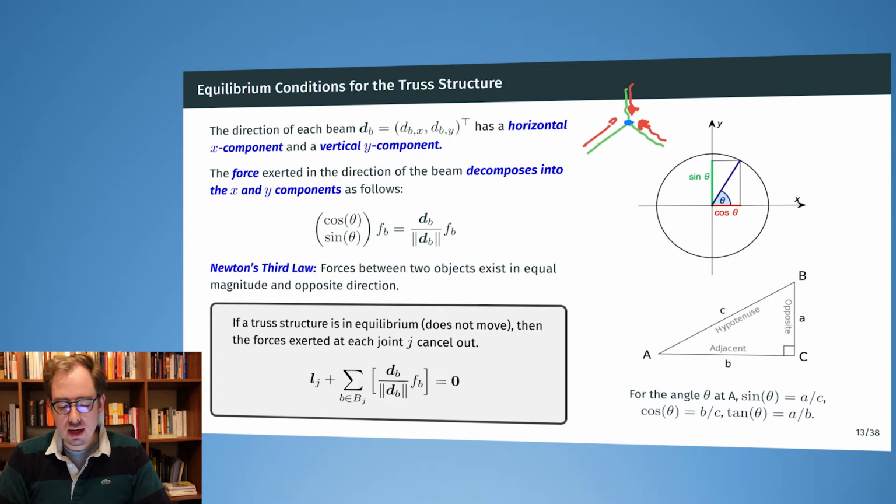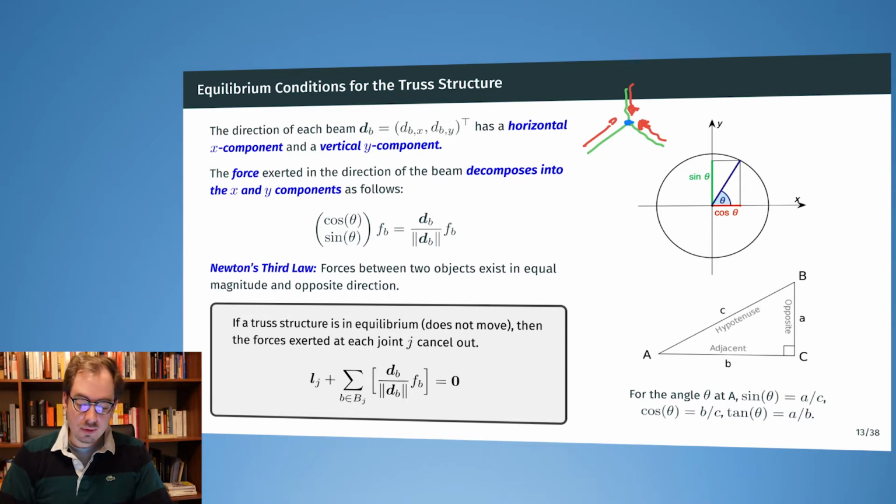Well, the forces can be positive or negative, so we can have tension and compression, and still it has to cancel out. And in a real truss structure this is the case. If it weren't the case, the truss structure would be accelerating and moving, and obviously this doesn't happen.